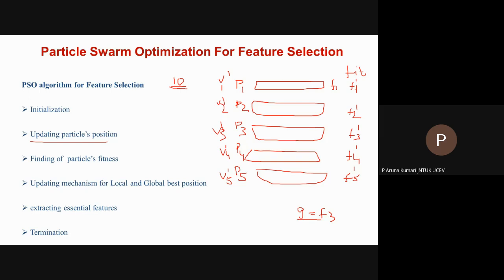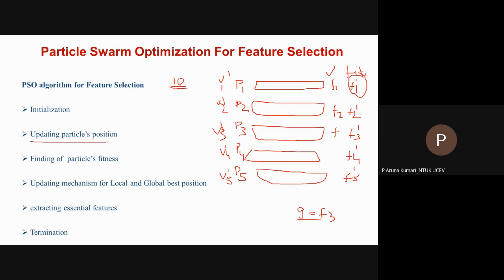Since it is a maximization, if f1 dash is maximum, then the local best position for p1 will become f1 dash. Otherwise, f1 will remain the local best position, and you will discard the new position and new fitness value, that is f1 dash. Like that, you compare each and every particle, the previous position and the current position, and update the best local position with respect to each particle.